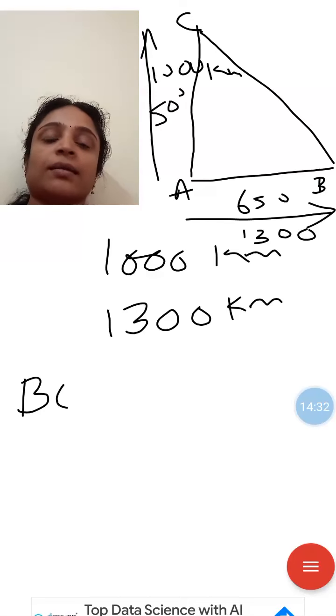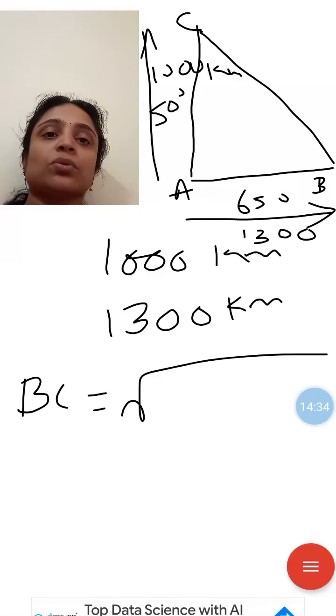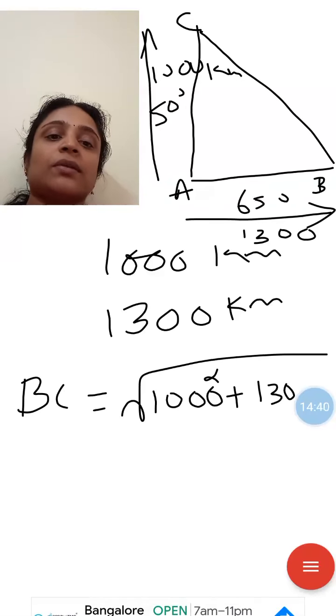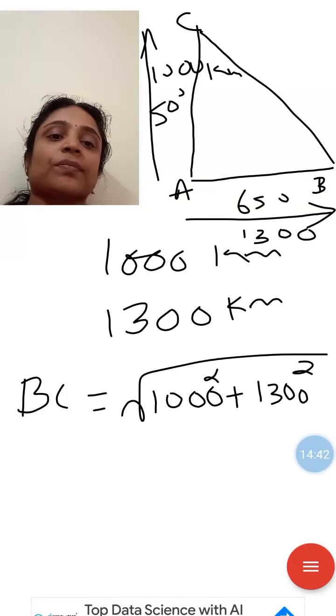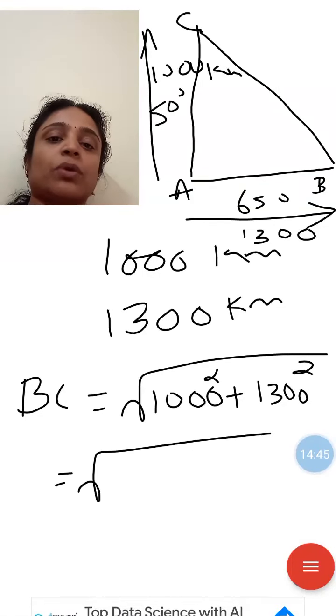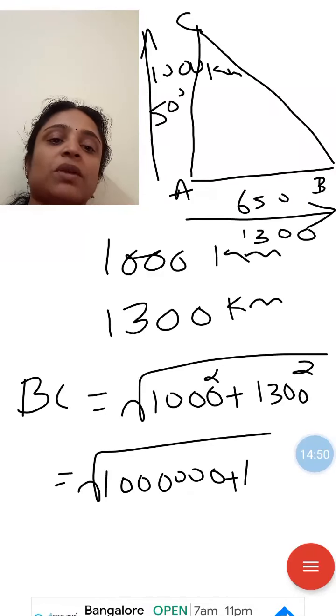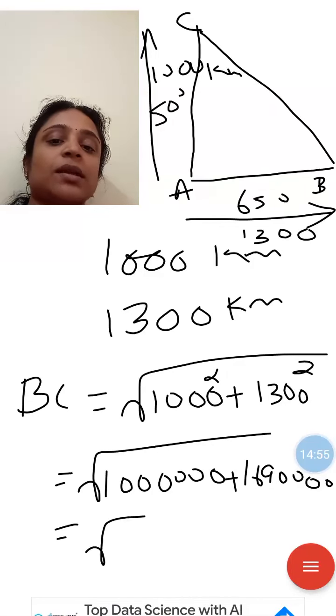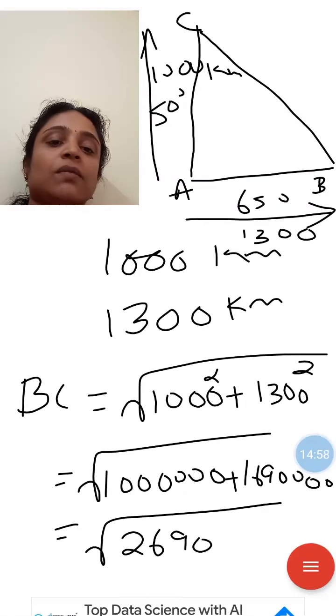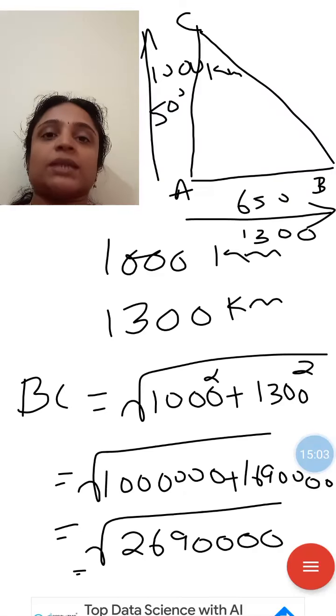So BC equal to root of 1000 square plus 1300 square, which is equal to root of 1000 3 zeros plus 169 4 zeros, right? So you will get it as root of 269 and 4 zeros, and when you calculate the square root of 2690000, you will get it as 1640.12 kilometer.